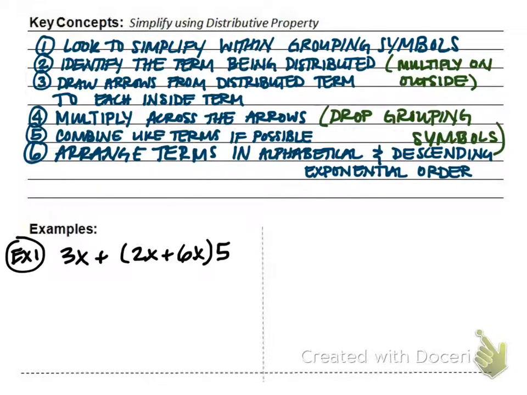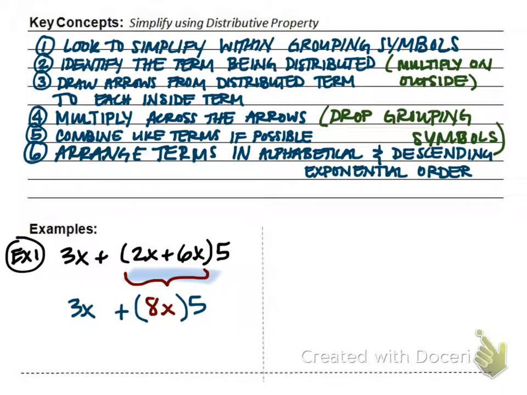So if I take a look at this, I do have a term that's being multiplied on the outside of this parenthesis. But before I even go there, my first step is to look and simplify within the grouping symbols. And lucky for me, I actually have some like terms in here. So I'm not going to have to use the distributive property.